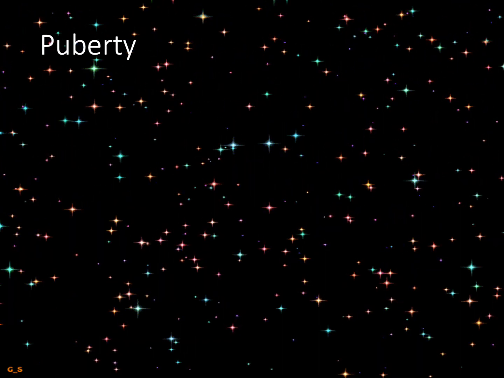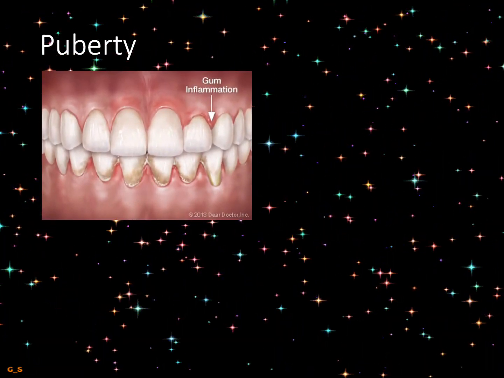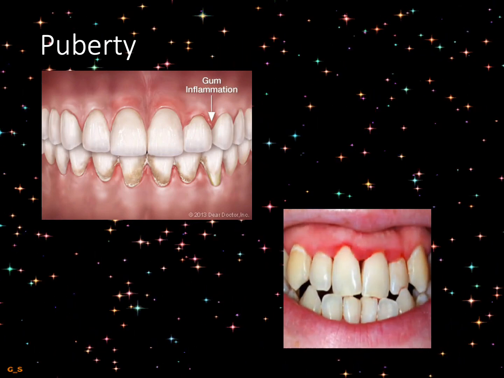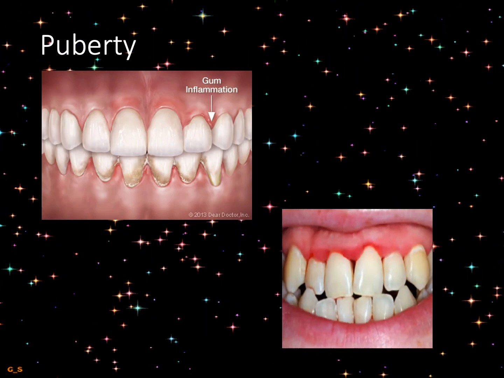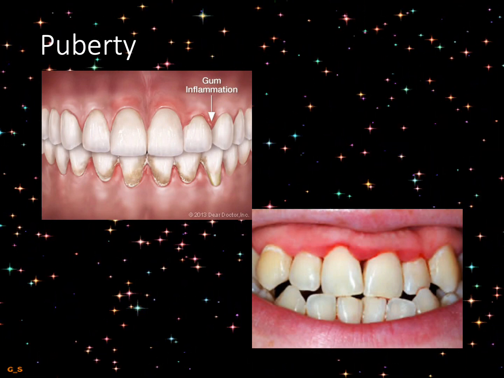Puberty is often accompanied by an exaggerated response of the gingiva to plaque. As a result of the local factors, pronounced inflammation, edema, and gingival enlargement may be seen. During menstruation, prevalence of gingivitis increases. Sometimes bleeding gums is seen.